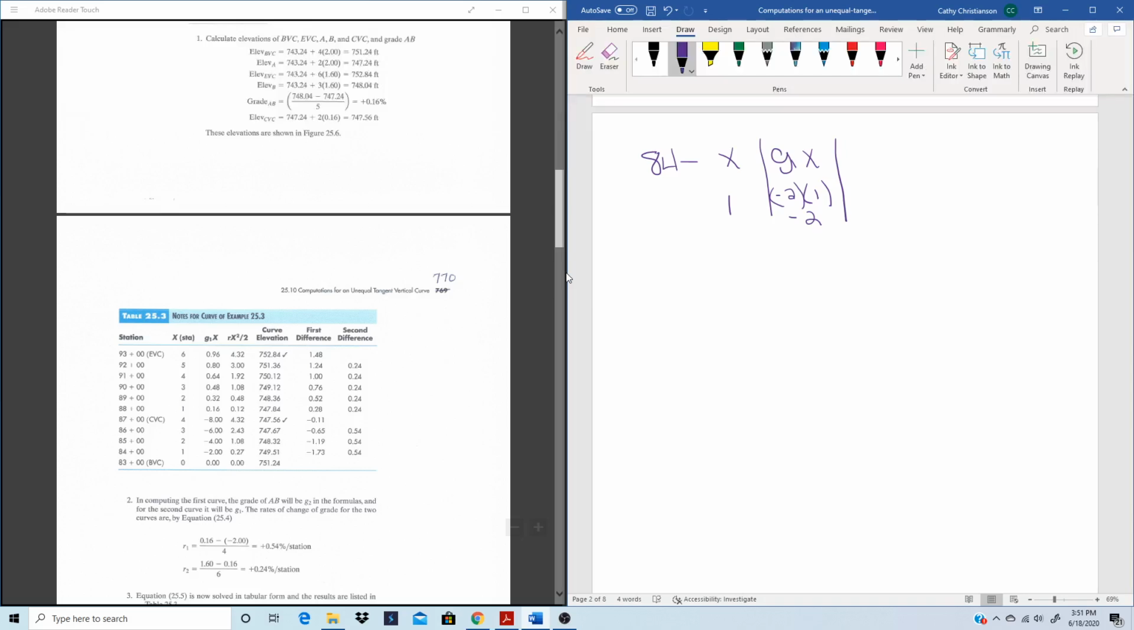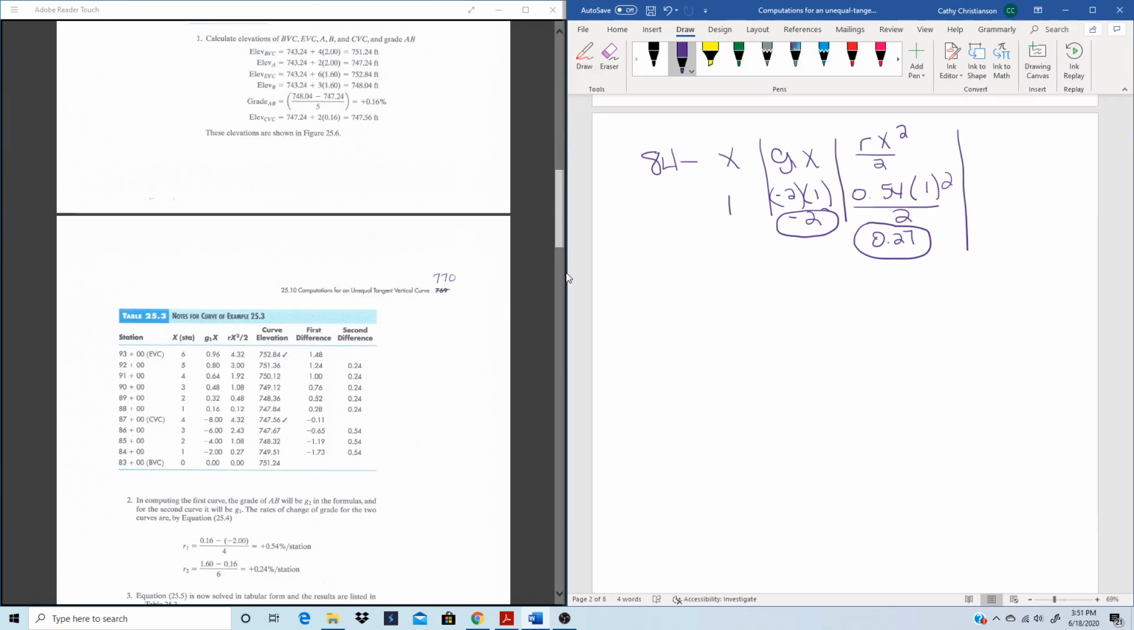Our rx squared divided by 2. So our r for the first curve is 0.54. Our x would be 1 squared. Divide that by 2. And that's where they got 0.27. So I'm going to just kind of highlight the number. I'm just working the formulas for you.